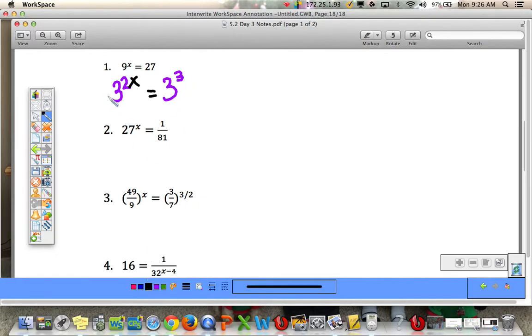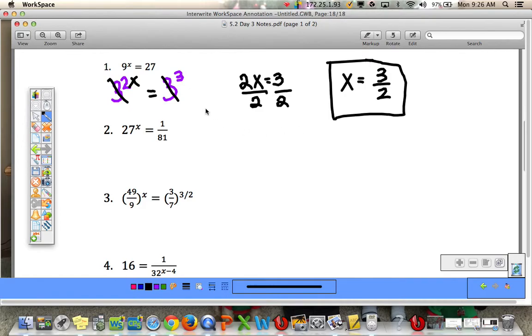Once the bases are the same, you can cross them off. We have 2x equals 3, and divide each side by 2, so x is 1.5, or we can leave it as 3/2. And you can check your answer by typing into your calculator 9 to the power of 3/2, so you should get 27. All right, the next one is 27 and 81.